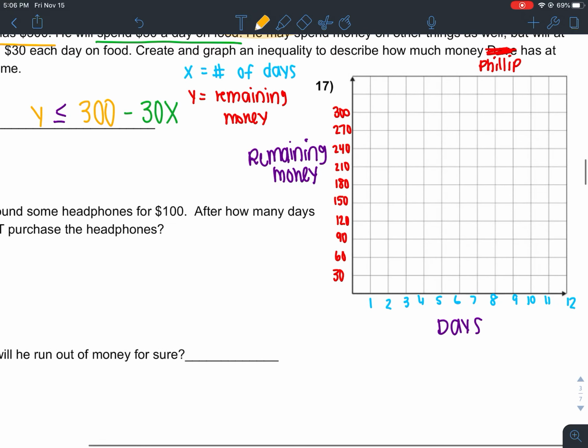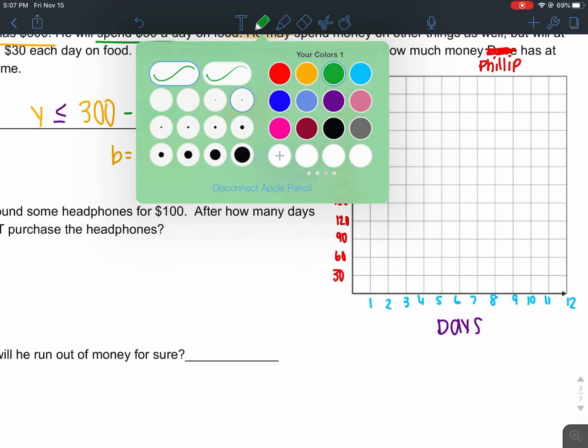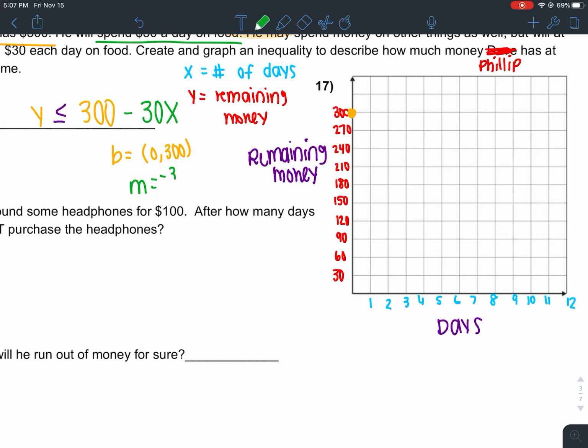Well, it's in slope-intercept form, so we always start with our y-intercept. Our y-intercept here is 300, or (0, 300), right? So we're going to plot a point at 300. Well, what's my slope? My slope is negative 30 over 1. Negative 30 over 1.